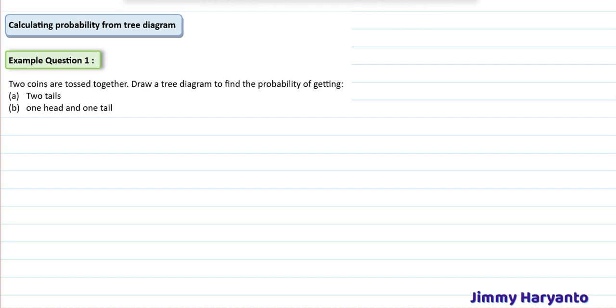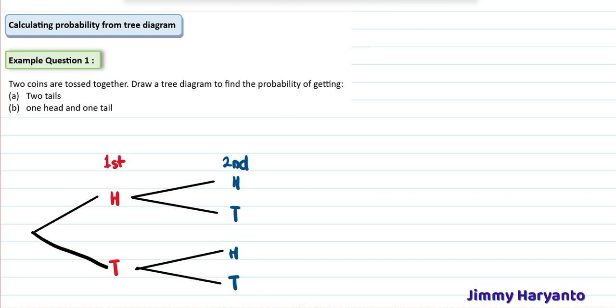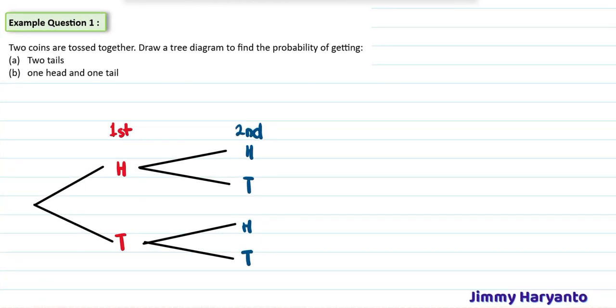Okay, so I will draw the tree diagram first. That means this one is the first coin, and then this one is the second coin. For the first coin, we'll have head and tail. For the second coin, we'll have head and tail. Okay, and then the branches will be like this, like that, like this. Okay, good.